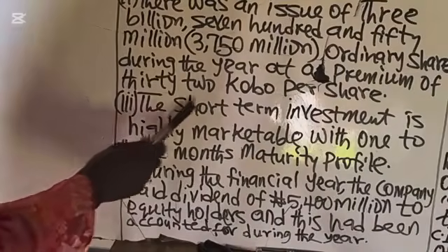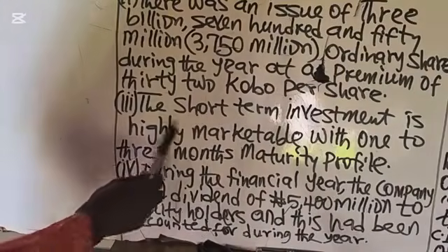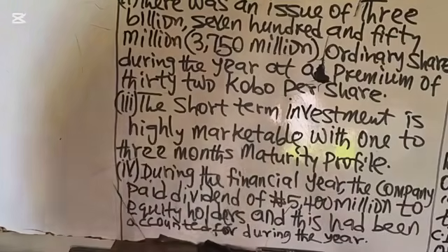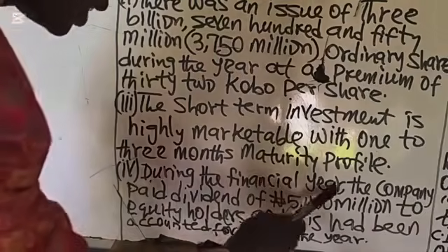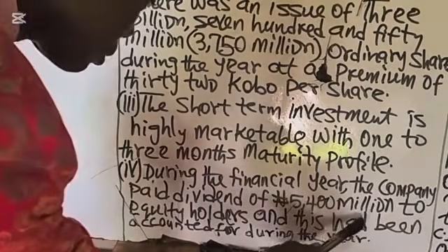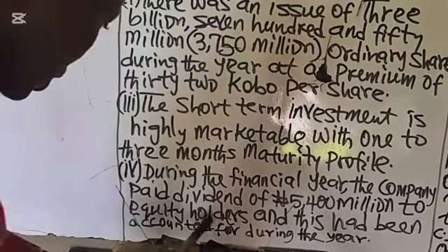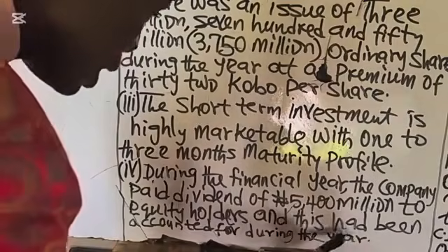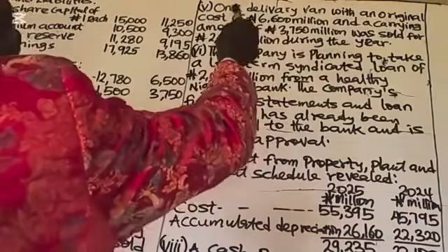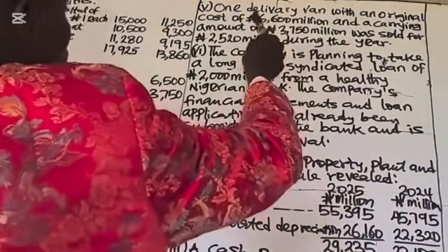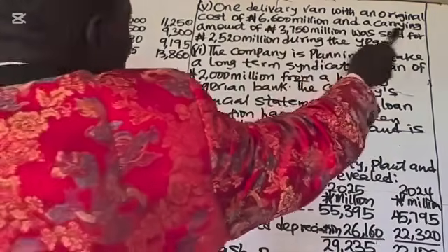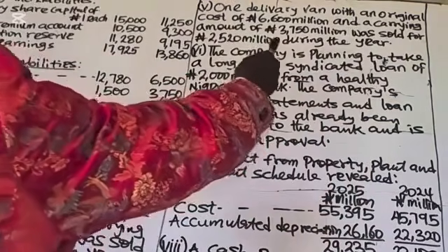Note 3. The short-term investment is highly marketable with 1 to 3 months maturity profile. Note 4. During the financial year, the company paid dividend of 5.4 billion to equity holders, and this had been accounted for during the year. Note 5. One delivery van with an original cost of 6.6 billion naira and a carrying amount of 3 billion 750 million naira was sold for 2 billion 520 million naira during the year.